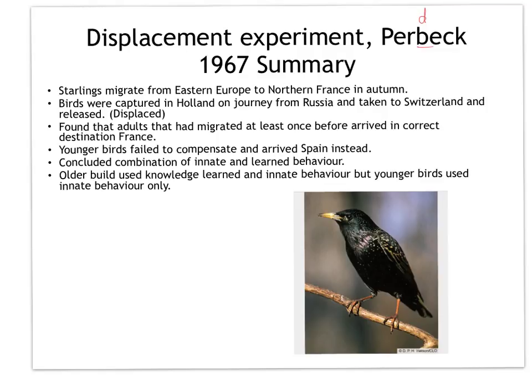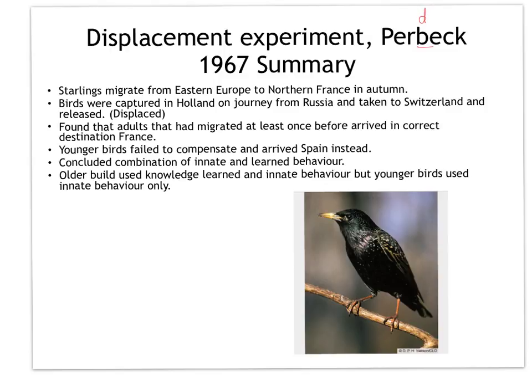But the juveniles, the younger birds, which had never made the trip before, in contrast, they continued to keep flying southwest, and they were recaptured on the Iberian Peninsula. So these first year birds knew what direction to fly, so they were flying in the right direction, but they did not realise that they had been displaced. So they kept on travelling, and they found themselves not in their normal wintering habitat.